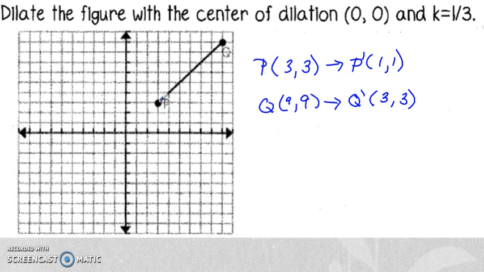And I will go over here. 1, 1 is P prime. 3, 3 is Q prime. And I just connect those two together. You can see the blue line is smaller than the original black line.